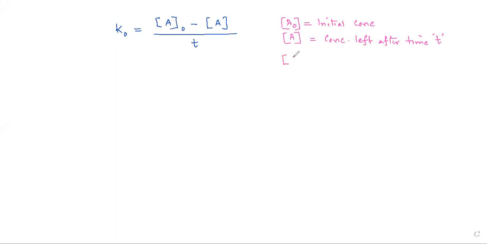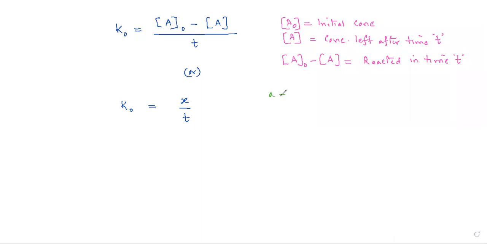Now, if you want the amount that has reacted in time t, it can be taken as A naught minus A. Okay. Now, the same thing can be expressed in a different format. Let me give you. Say this (A naught minus A) by t can be given as x by t, a different format.